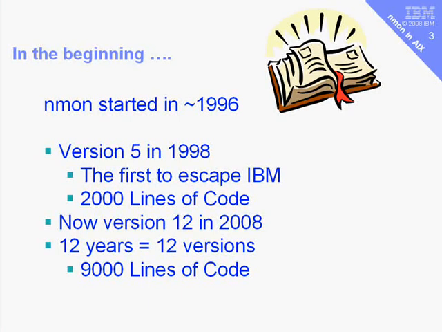We're now up to version 12 in 2008, so that's 12 years and 12 versions later, and we find 9,000 lines of code. Now, if you're not a C programmer, that probably doesn't mean very much to you. It's actually a very small piece of code, quite efficient, and this means it doesn't use a lot of CPU power when it's actually running.